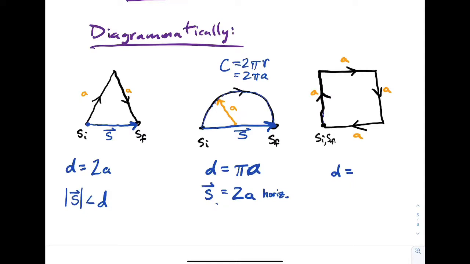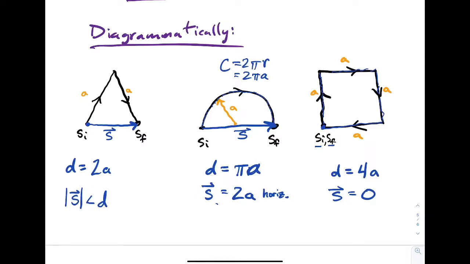Well, of course, we're walking a all the way around, so we have 4a. What is the displacement? We'd have to do a vector from here to here. Wait a minute. So wouldn't the final position and the initial position be the same? And if we did final minus initial, that would be 0, wouldn't it? So our displacement in this case is 0. Even though we have a 4a distance, final minus initial yields a 0 displacement.